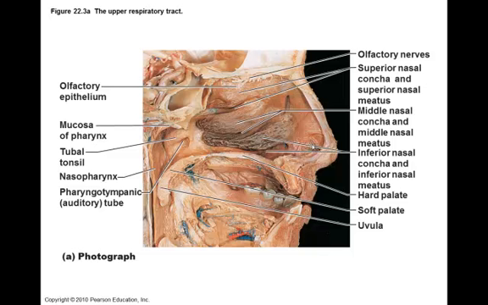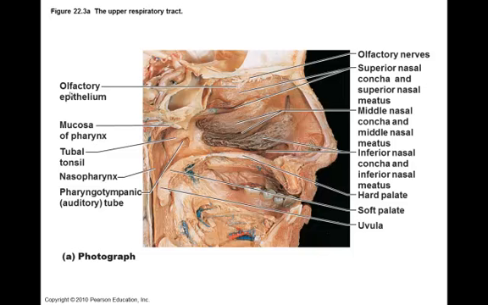Notice in this region here we have hair. That's called vibrissae, and that helps to prevent bugs from crawling up your nose. Let's just go with bugs. That's good enough. All of this region that's covered by pseudostratified ciliated columnar epithelium, we would call your respiratory mucosa.